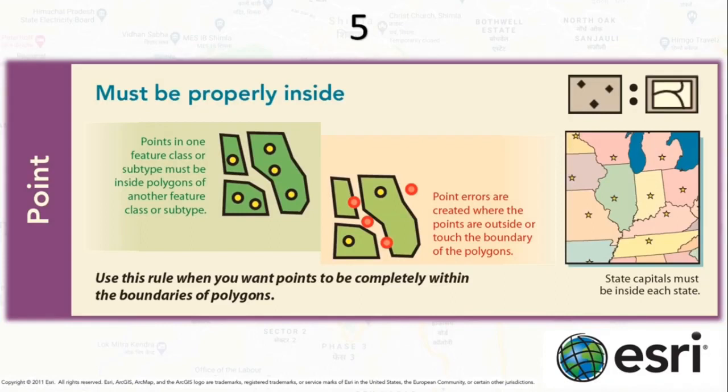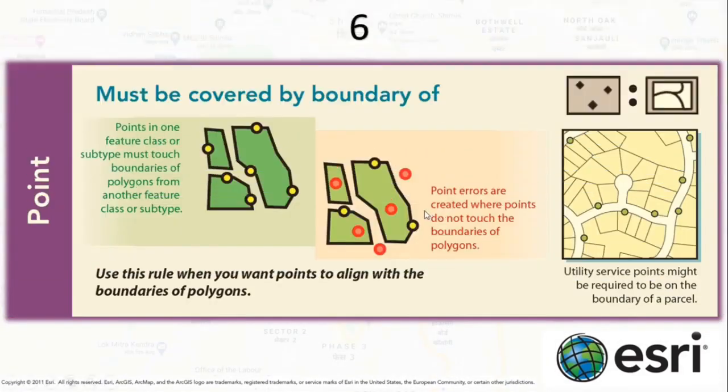Next is must be properly inside. This rule requires that points fall within the area features. This is useful when the point features are related to polygons, such as wells and well pads, or address points and parcels. Next is must be covered by boundary of.